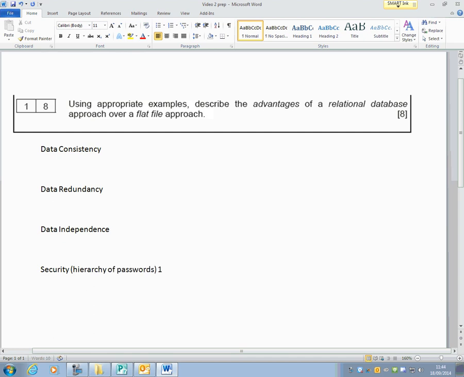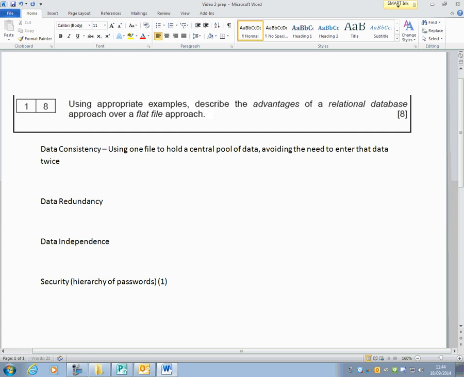Now, you get 1 mark for talking about security in terms of hierarchy of passwords. To get these marks up here, you need to get the definitions right, which obviously you all will because you've been revising them. So data consistency is using one file to hold a central pool of data, avoiding the need to enter that data twice. But you already all knew that, so there's your mark.